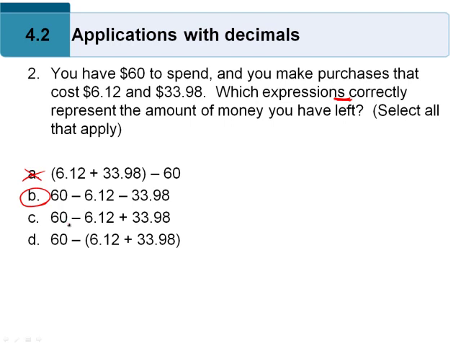Now look at C. 60 minus 6.12. That's correct because you spent the 6.12. But then they added the 33.98. Well, that's wrong because the $33.98 was money that you spent. So that's out, okay?